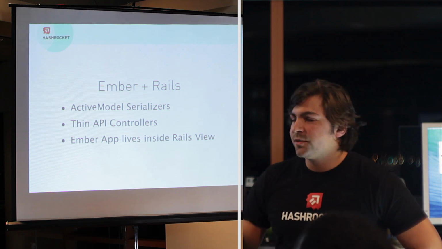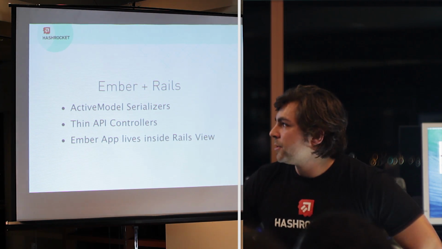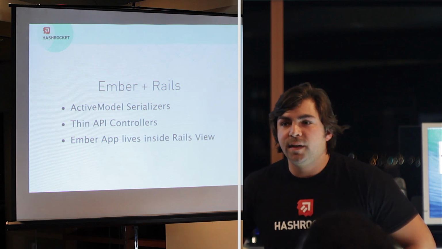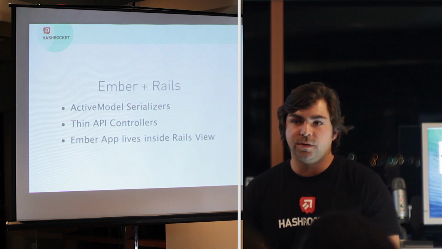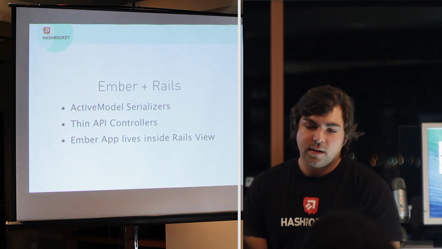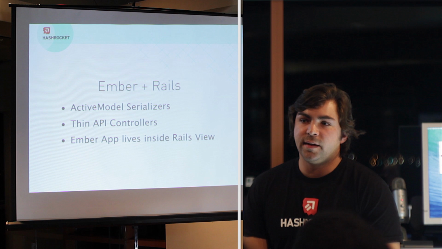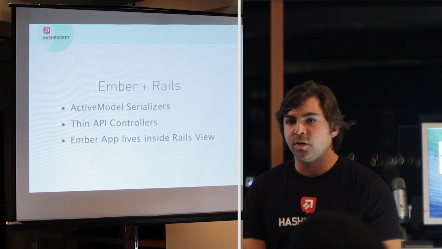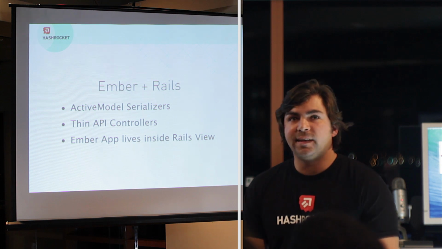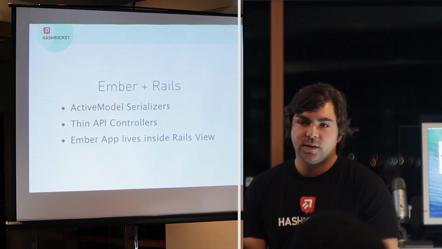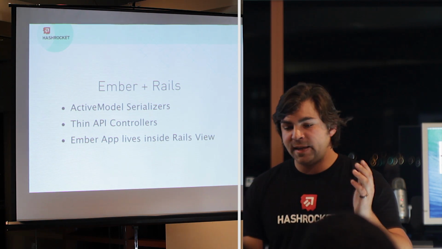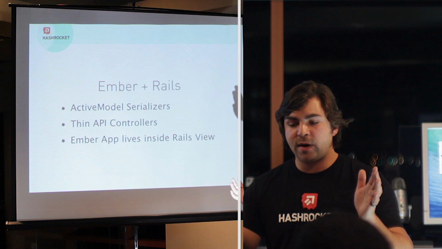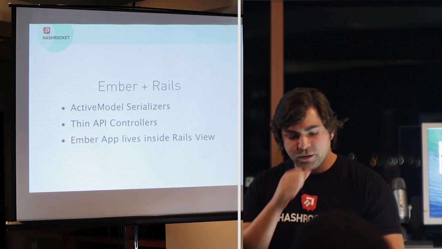Ember and Rails, like I was saying before, work well together with Active Model Serializers. You end up with pretty thin API controllers, and then the Ember app itself lives in a Rails view. You just make sure to give it the right JavaScripts, and then you have a script tag that outputs handlebars, and you put a tag in there called outlet. Outlet in Ember is like yield in Rails. Then the Ember app will just load up depending on what the URL is.